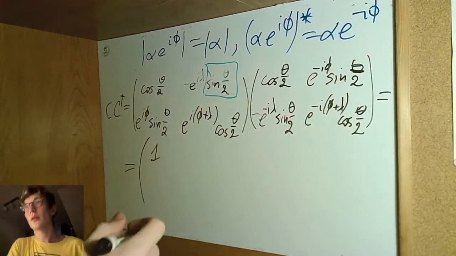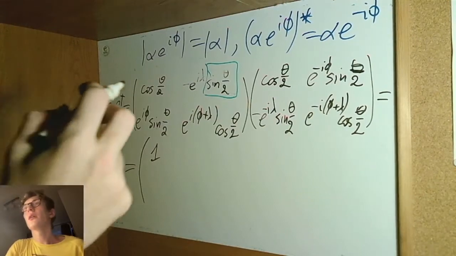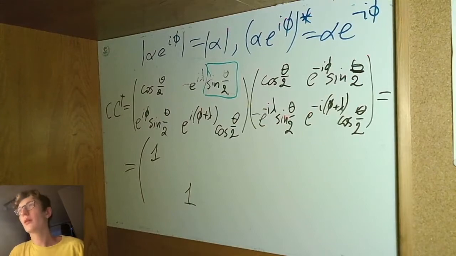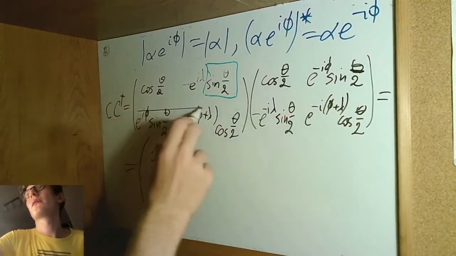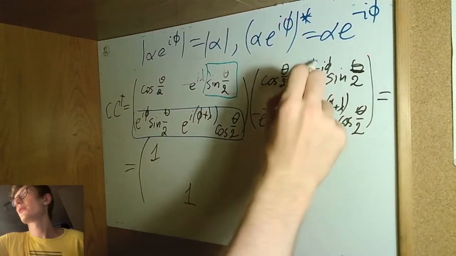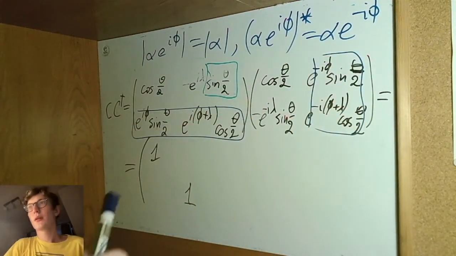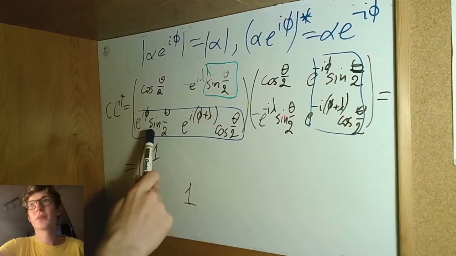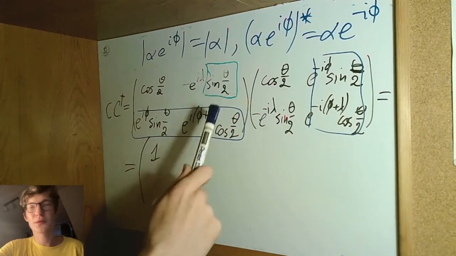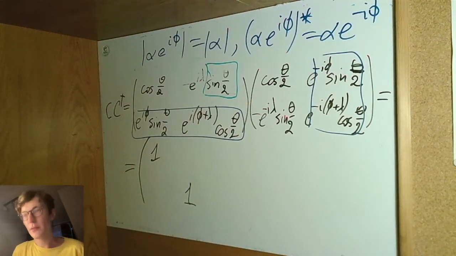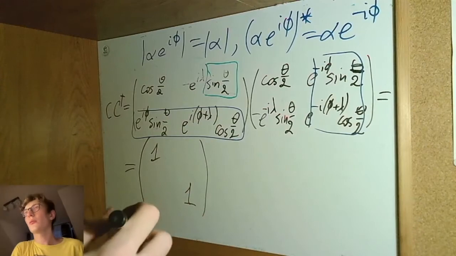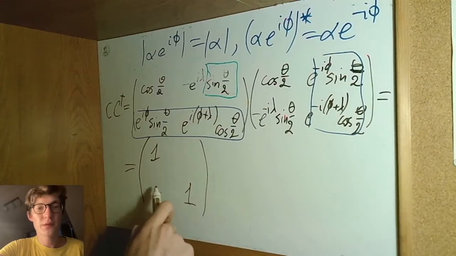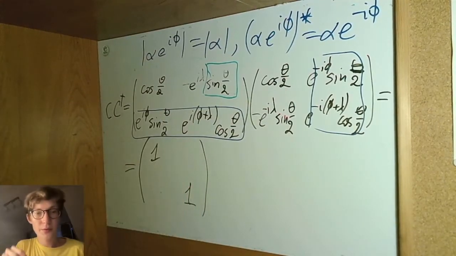So we have 1 here. And similarly, here will be 1 as well, because we multiply this row with this column, and the absolute values squared of these numbers are sine squared plus cosine squared, right? So it's 1 as well. And what remains to check is whether these numbers that lie here are zeros or not.